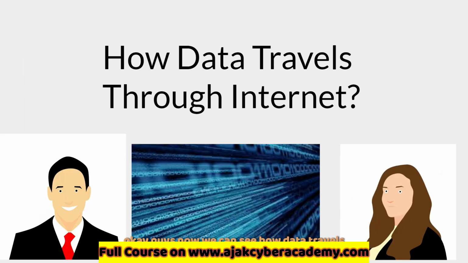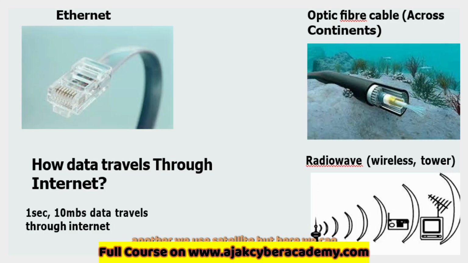Okay guys, now we can see how data travels through the internet. In the previous video we saw that in order to communicate from one continent to another, we use satellite. But here we can see how data generally travels through the internet. One is the Ethernet cable, which we have already seen, and this is generally used in a local area network.